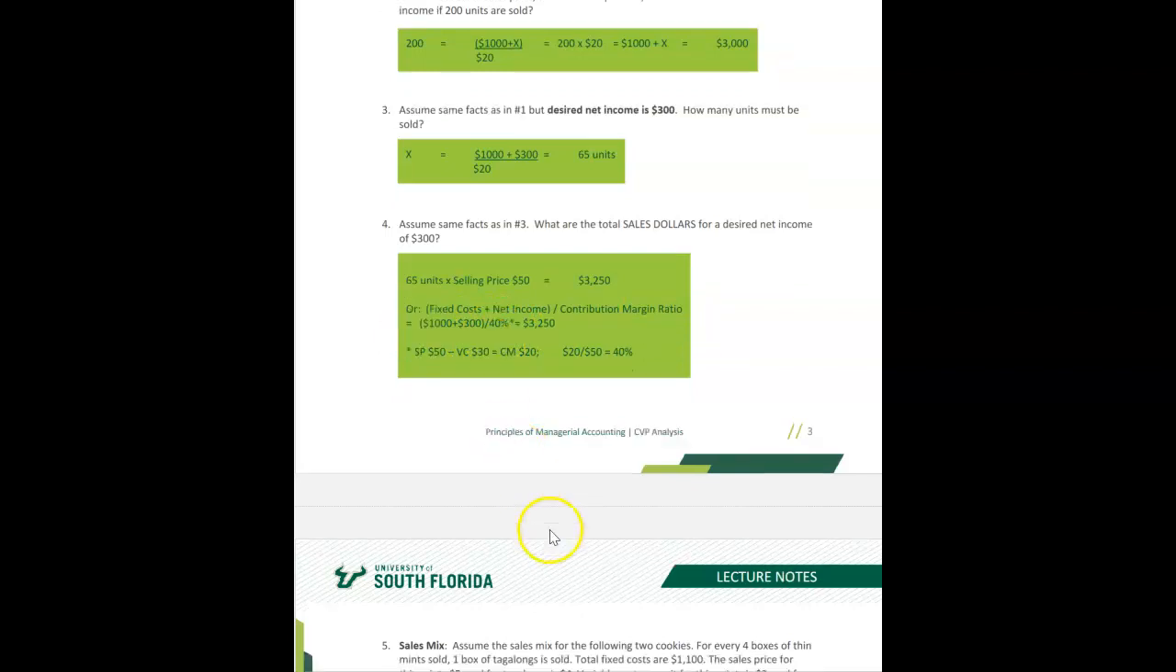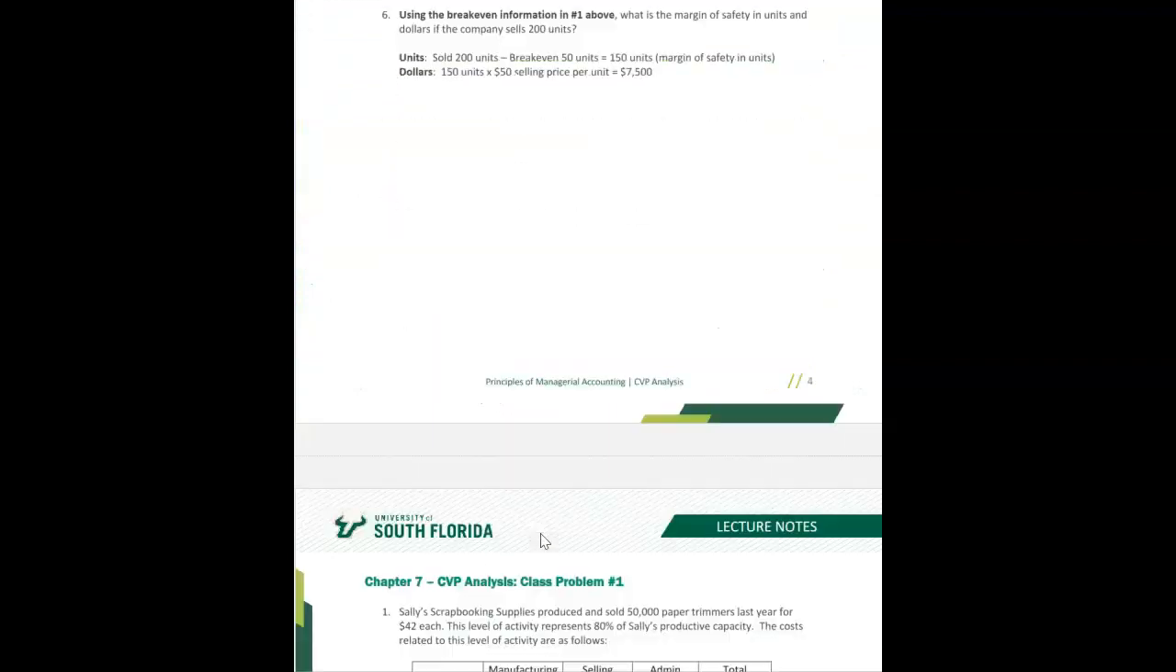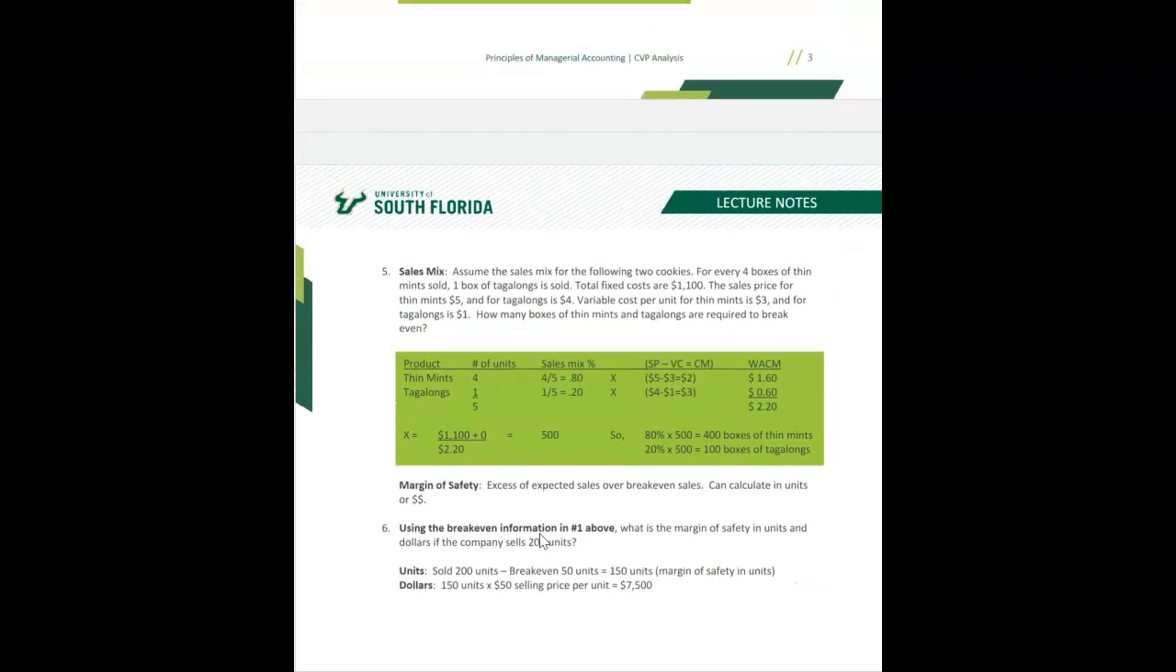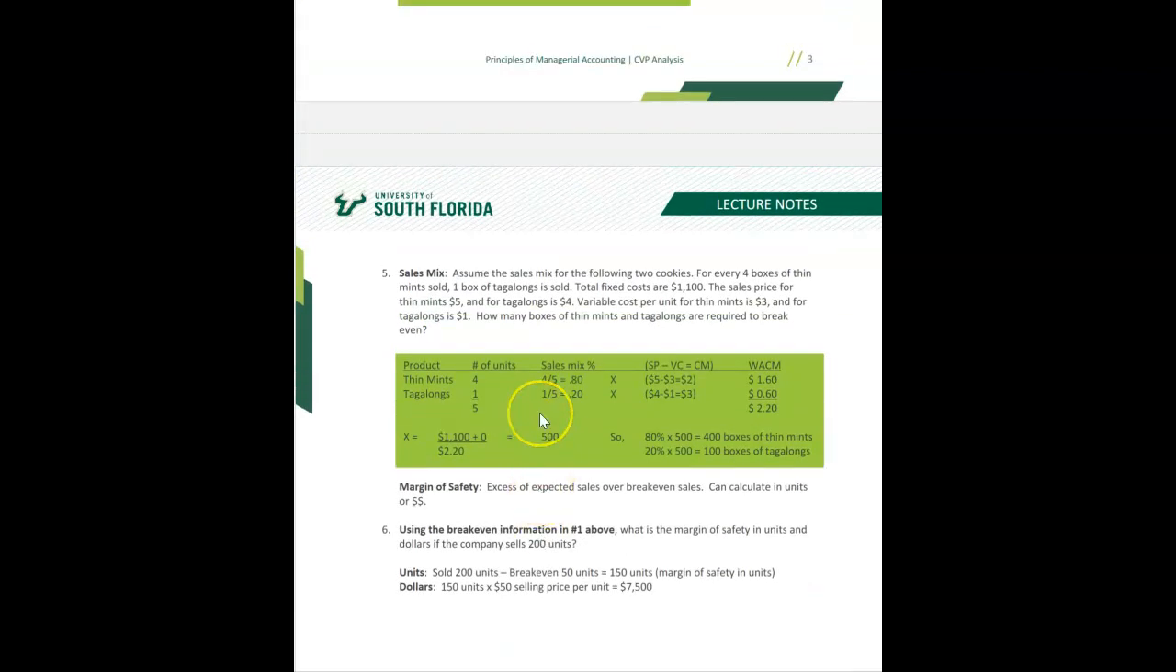And then there are a couple other things. There's sales mix here and margin of safety, and then there's some practice problems. I'll just tell you what the concept is behind sales mix. Let's say that you sell Girl Scout cookies, Thin Mints and Tagalongs, and for every 4 boxes of Thin Mints you sell 1 box of Tagalongs, for a total of 5 boxes. So my sales mix is 4/5 Thin Mints and 1/5 Tagalongs, like 80% and 20%.